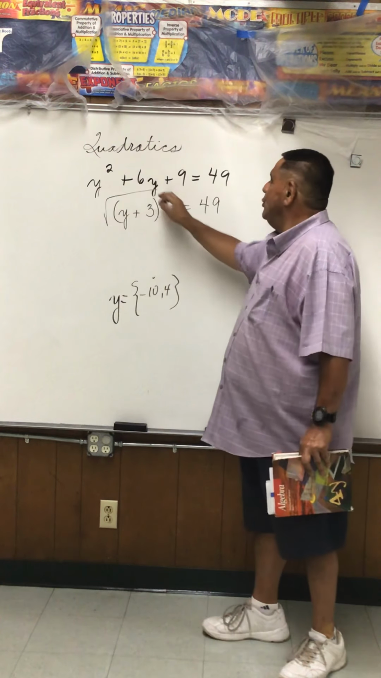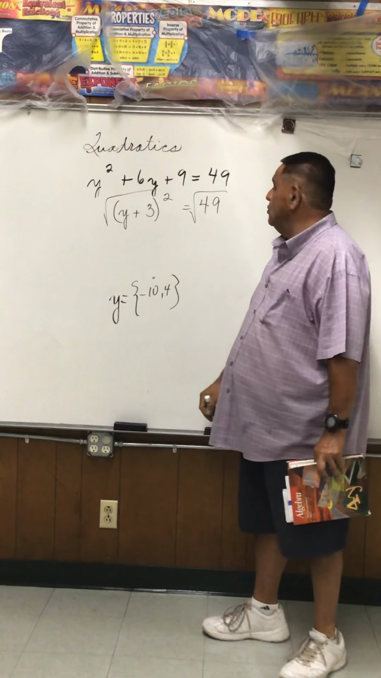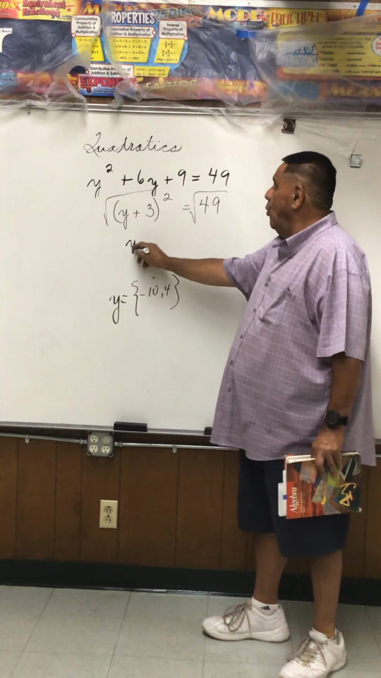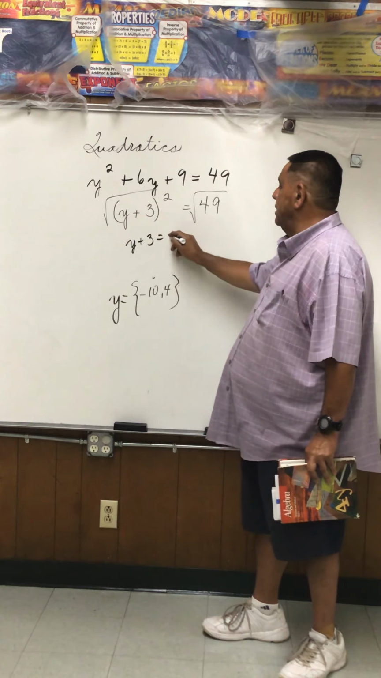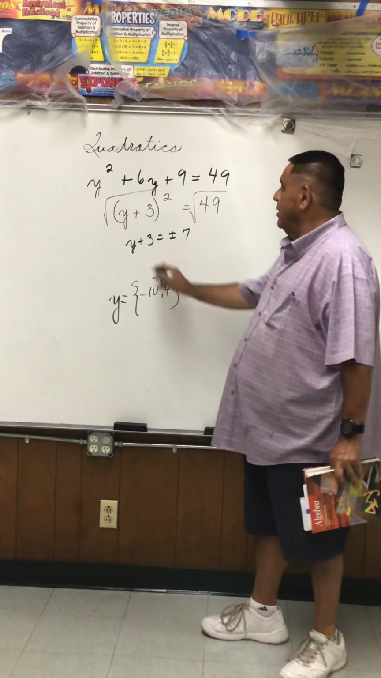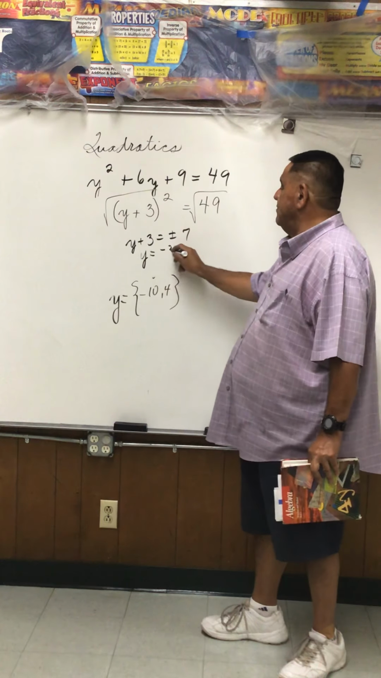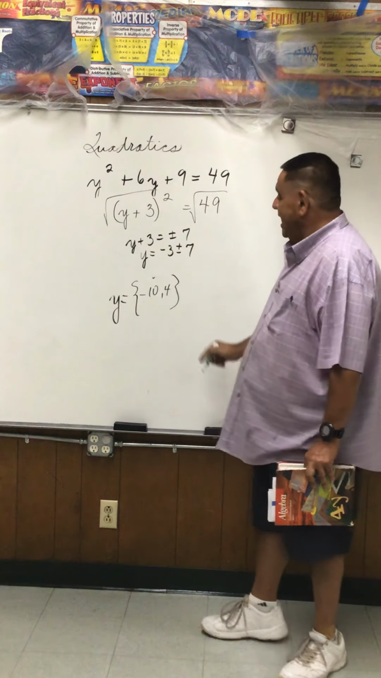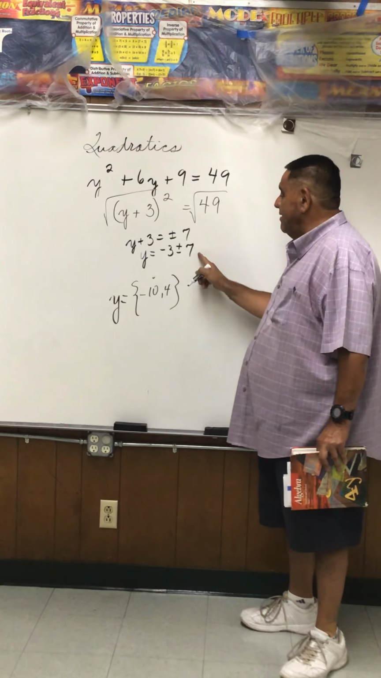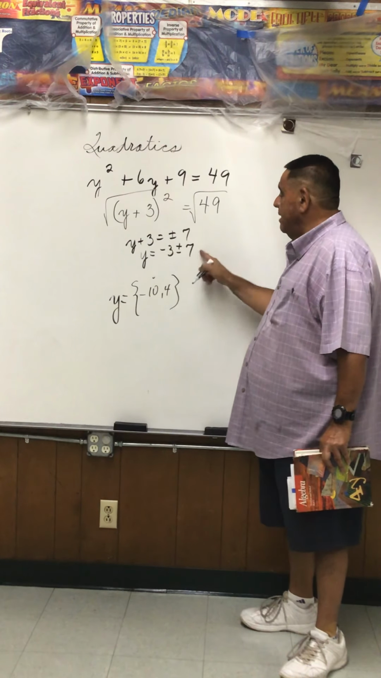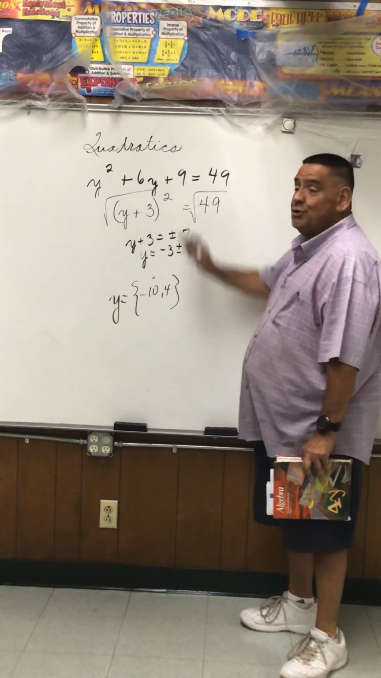Now guess what? You can take the square root of both sides. So now you're going to get y plus 3 is equal to plus or minus 7. So y is equal to a negative 3 plus or minus 7. And now you know, negative 3 plus 7, positive 4, negative 3 minus 7, negative 10. Two ways of looking at it.